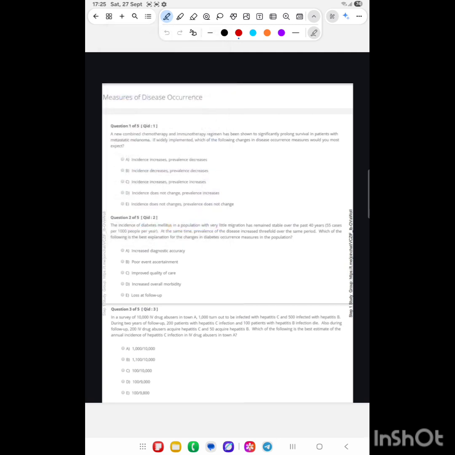A new combined chemotherapy and immunotherapy regimen has been shown to significantly prolong survival in patients with metastatic melanoma. If widely implemented, which one of the following changes in disease occurrence measures would you most expect?